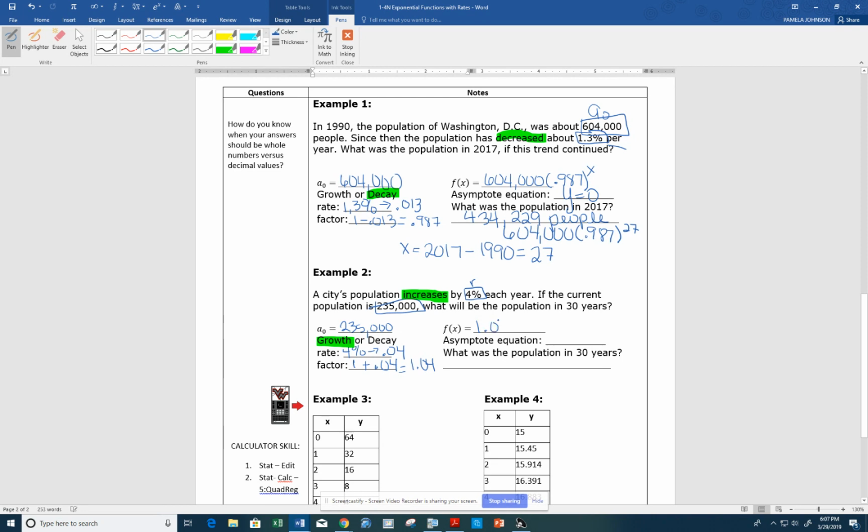It's 1.04. You know what? I forgot my start value, didn't I, guys? Hey, what would it be if Miss Johnson didn't make an error or two throughout the day?